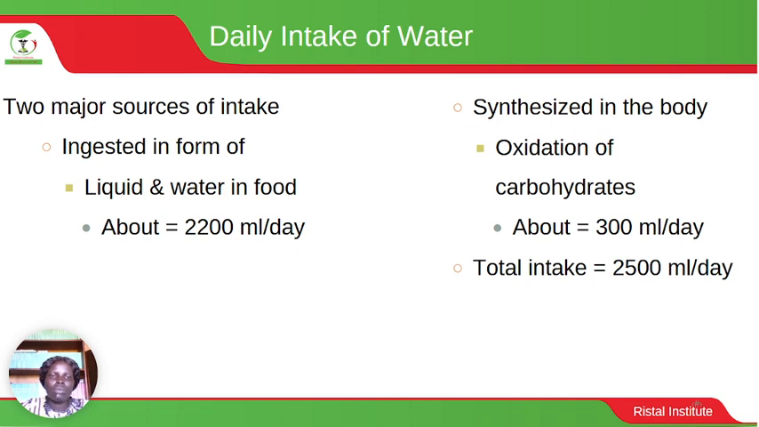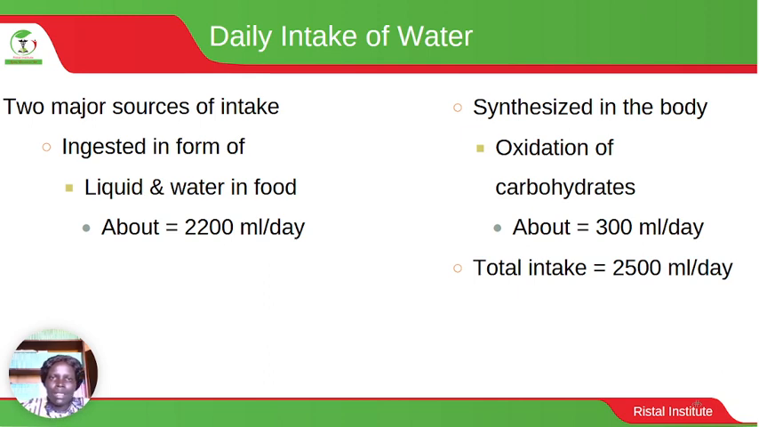This amount of liquid or water that we take in food normally can yield up to 2,200 milliliters per day. So each day, when you eat in the morning, lunchtime, or any time of the day, then supper, you are likely to yield approximately 2,200 milliliters per day.